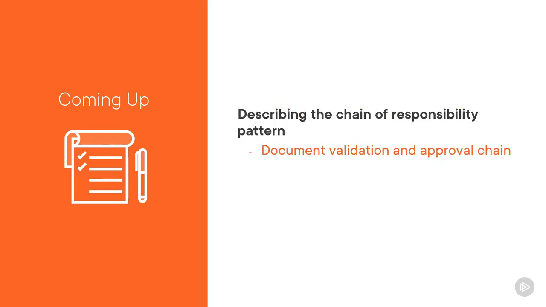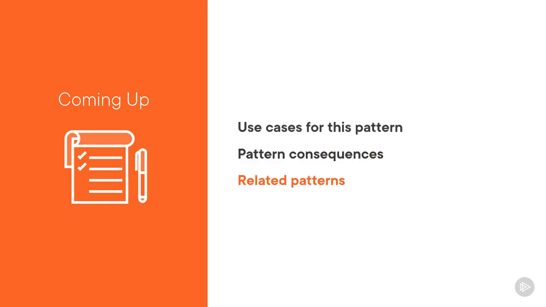We'll start by describing the pattern. As a real-life example, we will use a document validation and approval chain. After that, we will map that to a structural example and implement the real-life example in a demo. As you're used to by now, we will continue with learning about use cases for this pattern, pattern consequences, both positive and negative, and related patterns. Let's continue with describing the chain of responsibility.